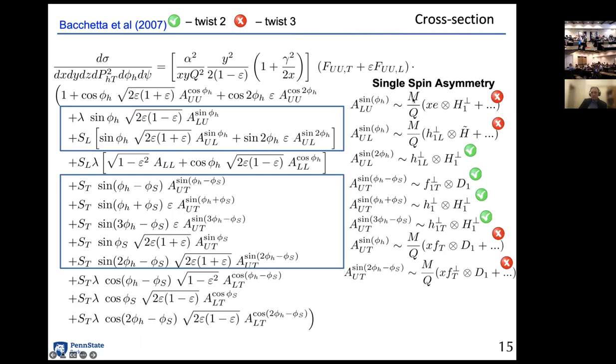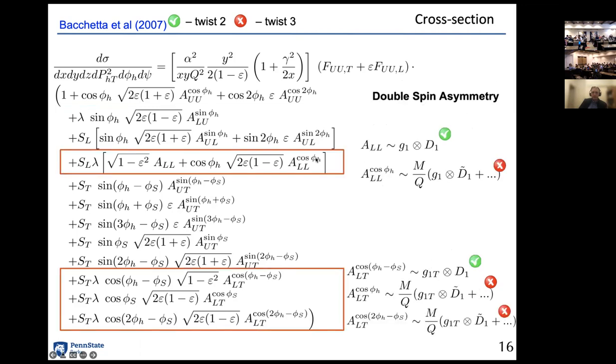Now, for those which are suppressed by 1/q, one expects to have twist three functions. And this e, for instance, is an example of a twist three function, or this H tilde is an example of a twist three function in our decomposition. So for double spin asymmetries, we have two of them which are leading twist, twist two. It's ALL, the convolution of helicity TMDs and unpolarized fragmentation TMDs, and ALT cos (phi_h minus phi_s), which is the convolution of g1T, the worm gear function, and the unpolarized fragmentation function. And three others will be at higher twist level.